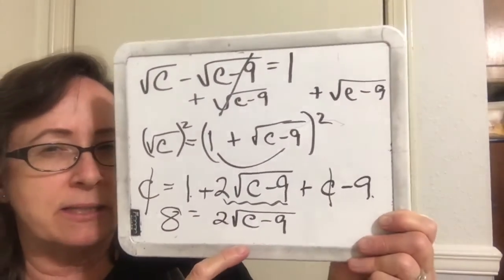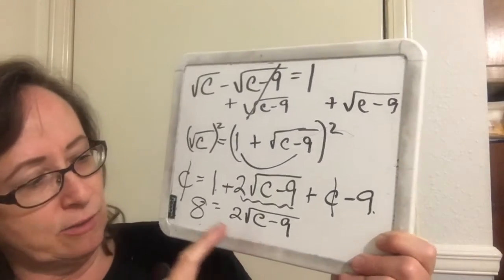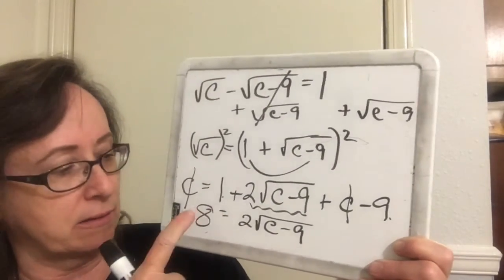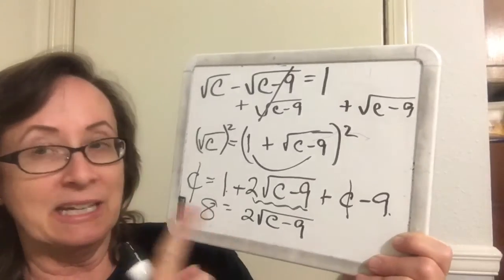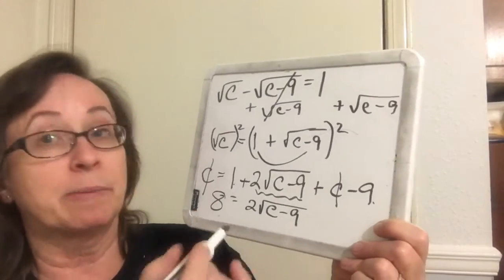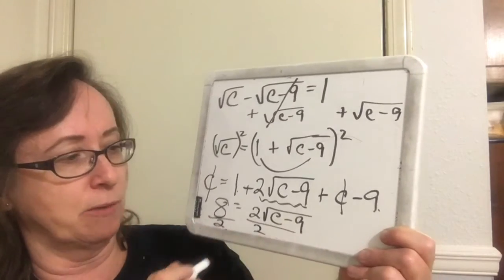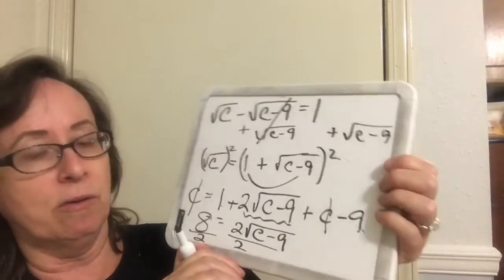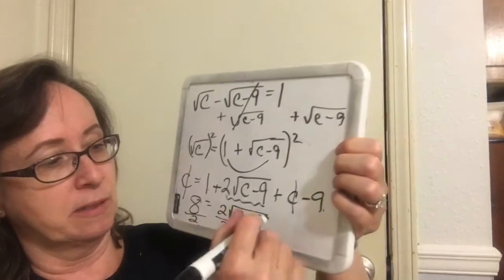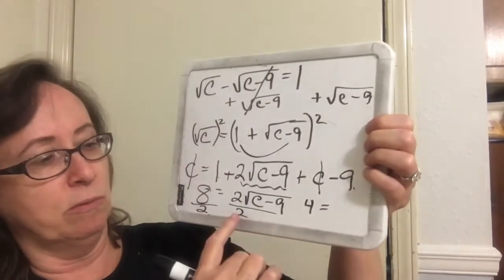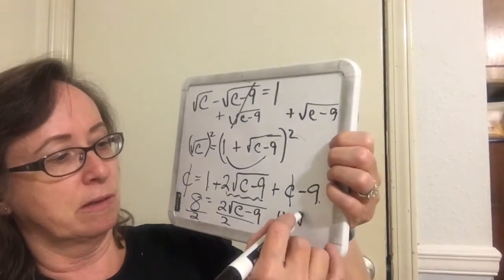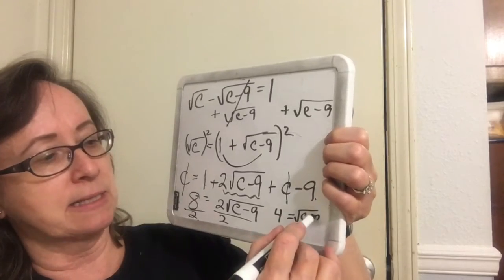But wouldn't it be easier if I just went ahead? You see, I have a 2 outside the radical and I have an 8. Can I divide both sides by 2? I'm going to do that. I'm going to divide this side by 2, and this side by 2. Okay, so now I've got 4 is equal to the square root of c minus 9.